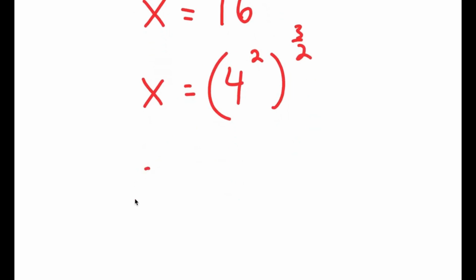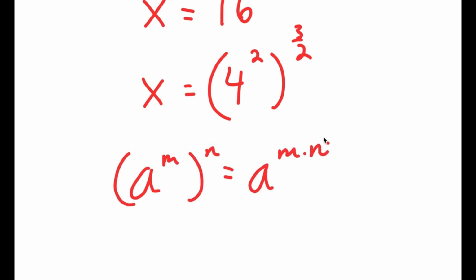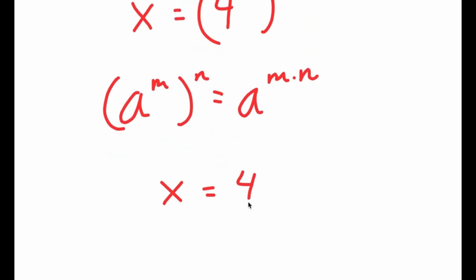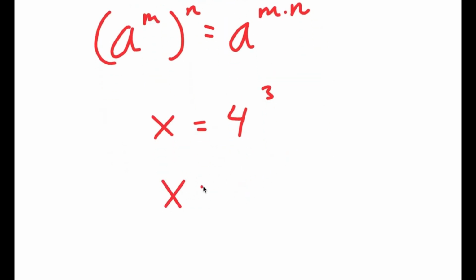And again, if I have something in the form a to the power of m to the power of n, this is equal to a to the power of m times n. So these two cancel out, and I get x is equal to 4 to the power of 3, and 4 to the power of 3 is equal to 64. So I get x is equal to 64.